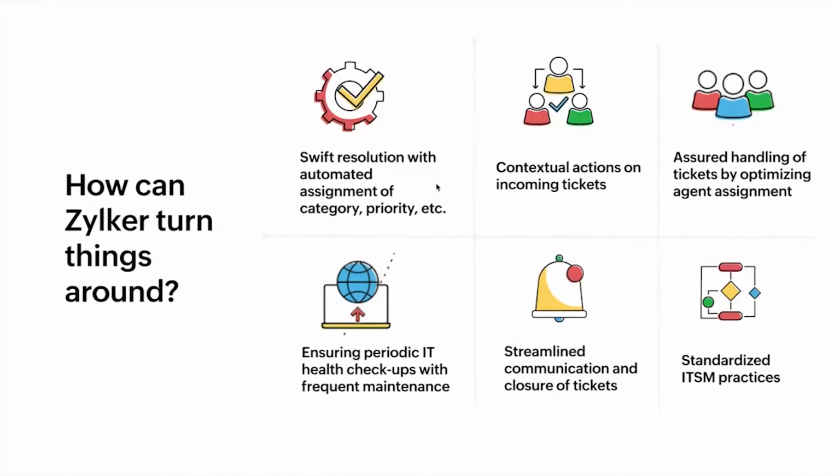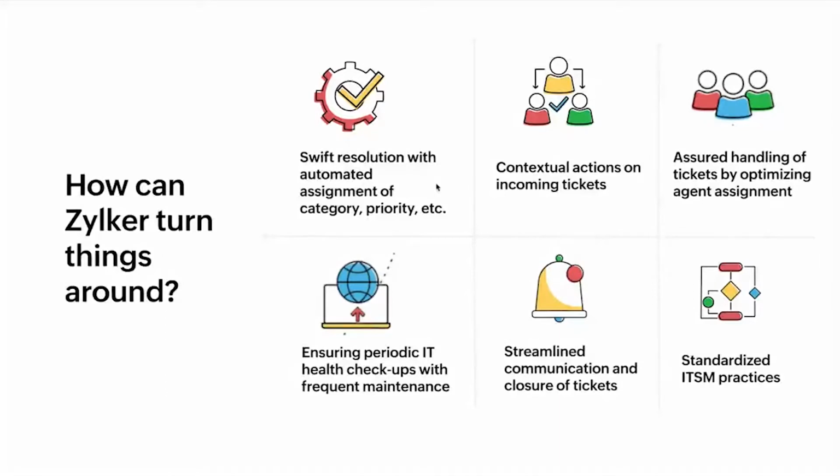If the level is low, let's send a notification, and so on. And thirdly, you can ensure that the incoming tickets are being handled by the existing agents in an optimized manner, which means that you are able to use the existing resources effectively so that no tickets fall through cracks or go unattended.